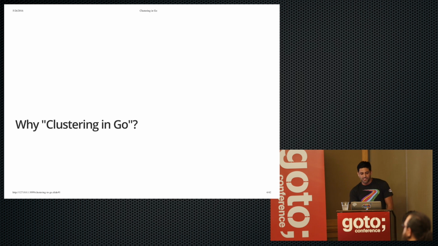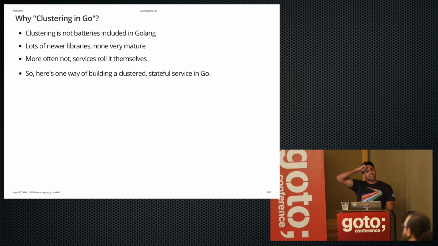Anyway, cool. So why talk about clustering in Go? Well, clustering is not really batteries included in Go. And when I say batteries included, I mean there are a lot of other languages that have things really closely tied or affiliated with the language that are the preferred mechanism for clustering. So things like Akka Cluster, Erlang OTP, Quasar, I guess, stuff like that. Go doesn't really have a de facto one that I'm aware of.